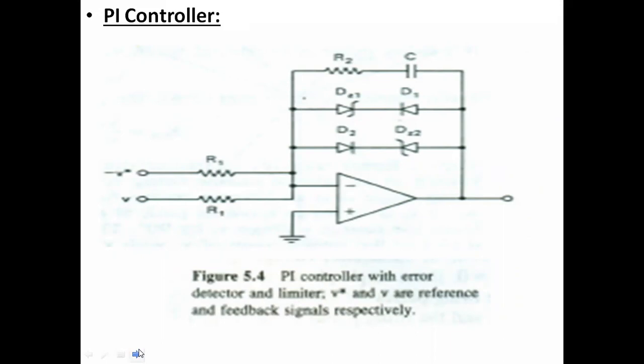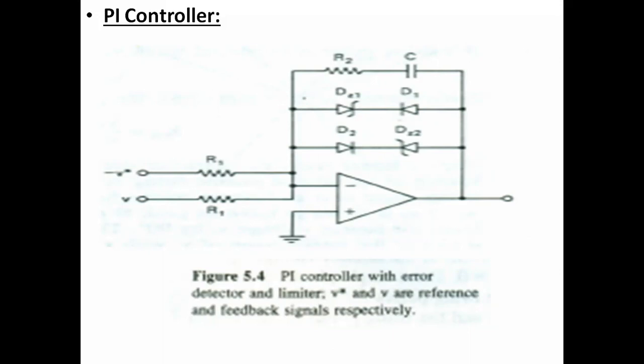Next one is about the PI controller. The error detector, PI controller, and the limiter are combined in a single circuit, as I am showing in the figure: error detector, PI controller, and the limiters. Here D1 is a diode, and DZ1 and DZ2 are Zener diodes.